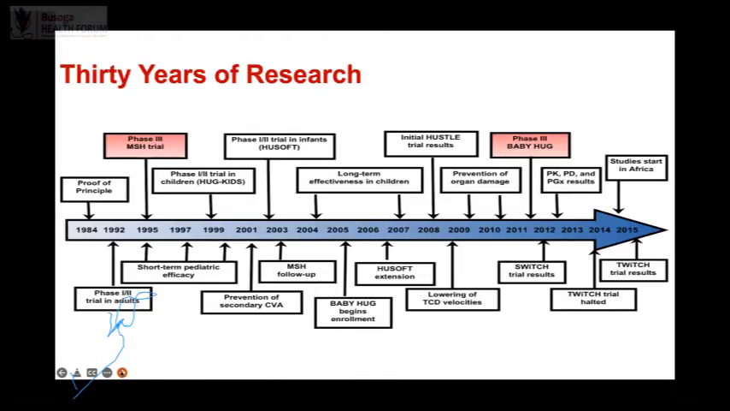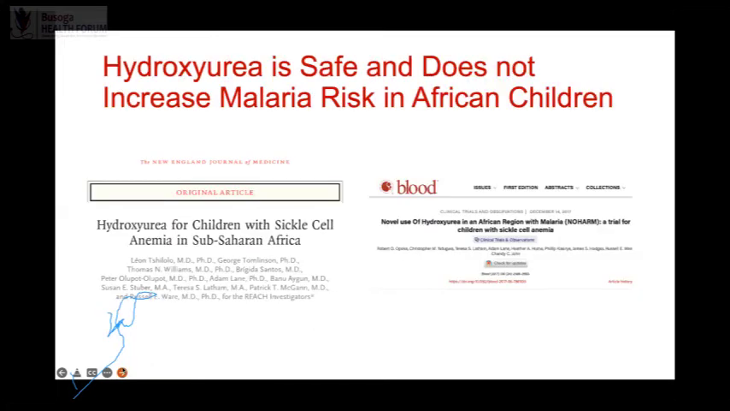So it really changes the picture of sickle cell disease. This diagram just shows you how far the trials have been, what trials have been done in sickle cell disease right from 1984 until 2015, when the first studies were done in Africa that showed that it's actually safe and efficacious even in children in Africa.